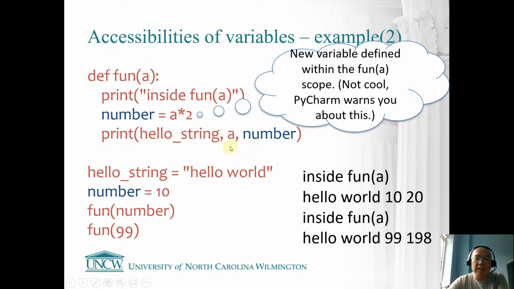And an interesting thing happened here too. So here, when I'm printing the hello string, no problem. That is a global variable name. Printing a, no problem, and that is a local variable name. And how about this number? I have two variables called number, right? One is a local variable name and another one is a global variable name. So when I'm printing the number in the function, which number will be used?